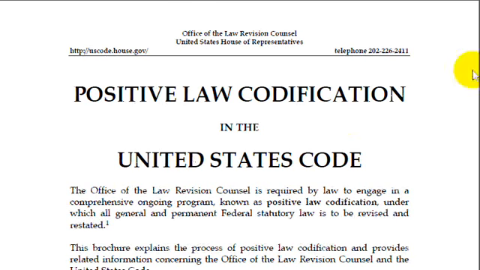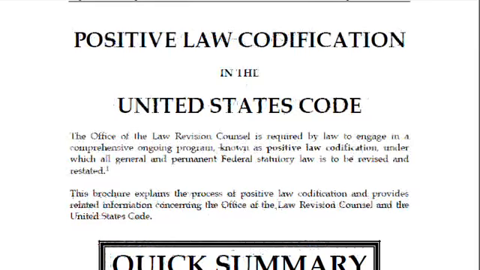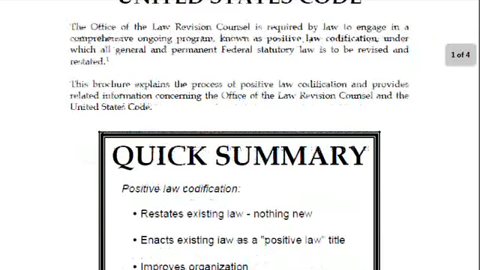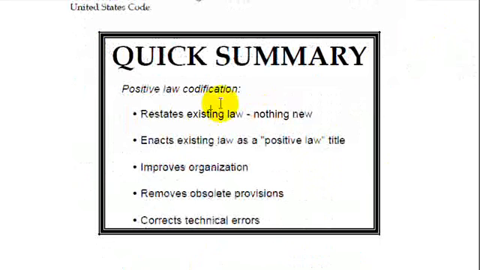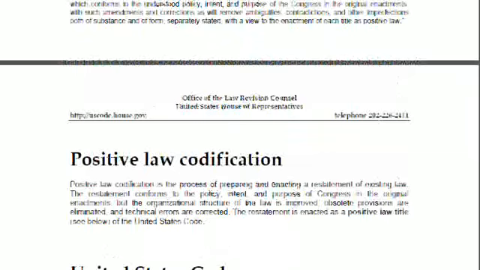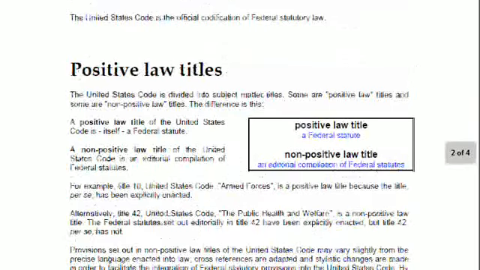Okay, so let's click and look at the brochure. Now, here is the brochure. Just go a little bit deeper into the information. Okay, we just read all that. Here's a quick summary. Positive law codification. These are the bullets. Restates existing law, nothing new. Enacts existing law as a positive law title. Approves organization, removes obsolete provisions, corrects technical errors.